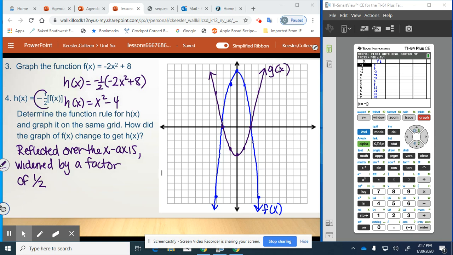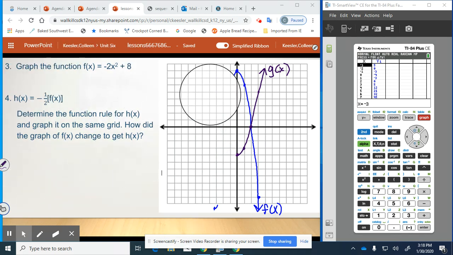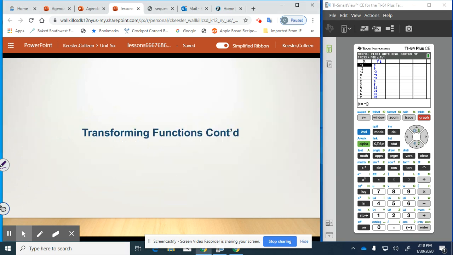And that's all, again, given right in the h of x equation. We affected f of x by negative 1/2. We reflected it because of the negative, and we widened it because of the 1/2. All right. So hopefully you're seeing how I'm getting these. It's not too challenging, but it is definitely something that shows up very often.